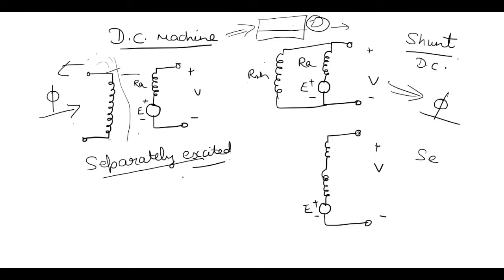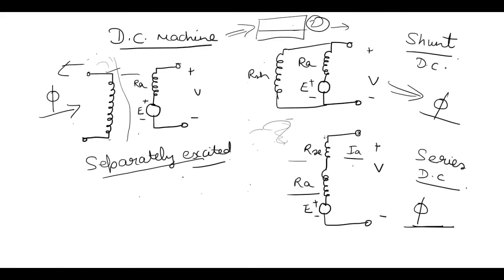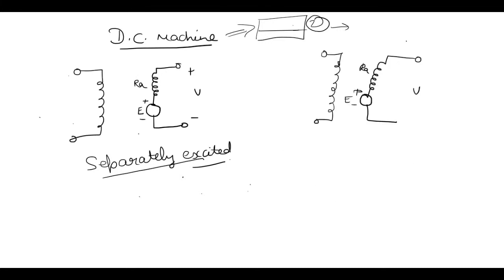Now let's come to the last machine, which is the series DC machine. Here this is the series winding and this is the armature winding. You can see clearly that here the flux is not constant. It is varying due to variation in the armature current. There are other types of DC machines also, but they are basically a combination of any of these two or three.